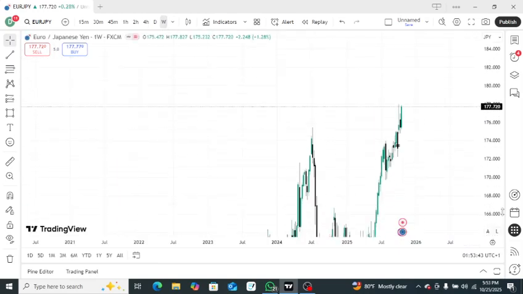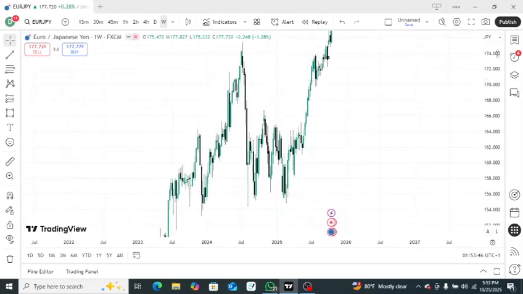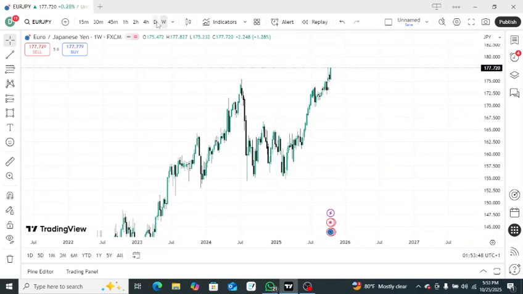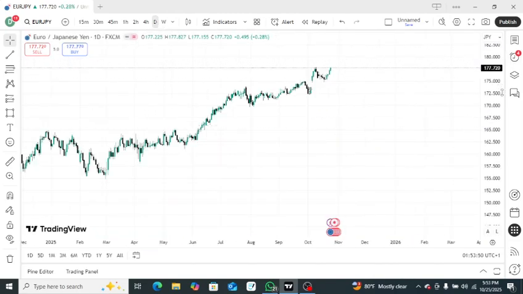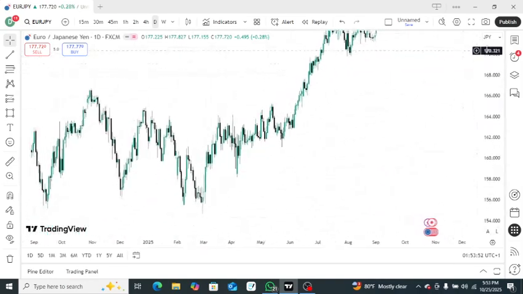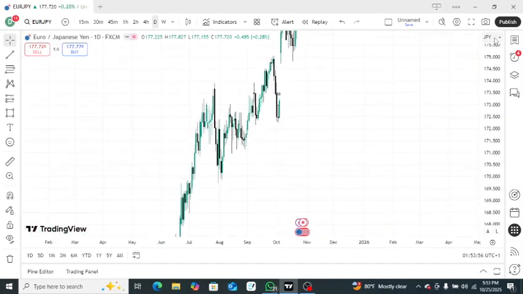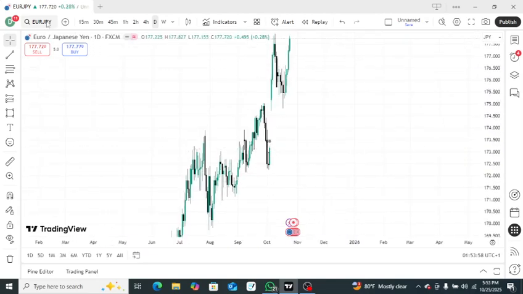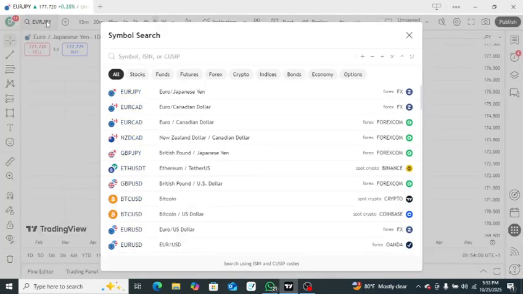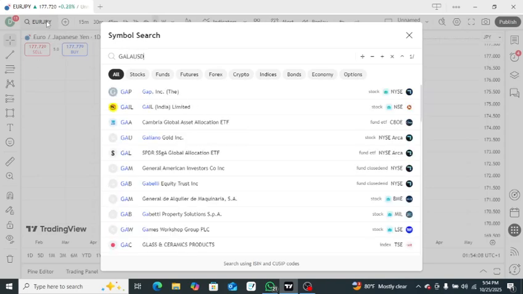So on Euro JPY, we are bullish to the upside, and on the daily time frame, this pair is not clear. Looking for a pair that is clear, not this one. What pair will I add? Let me see. Okay, yes, I know this pair. Let me add. Let me use a crypto pair.